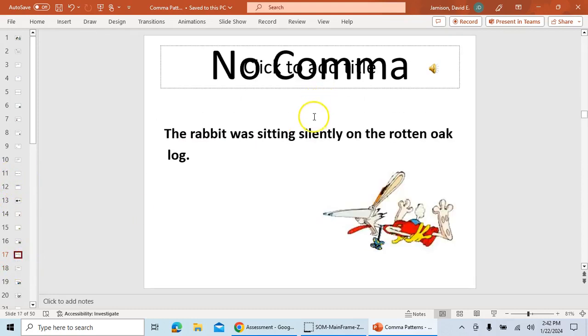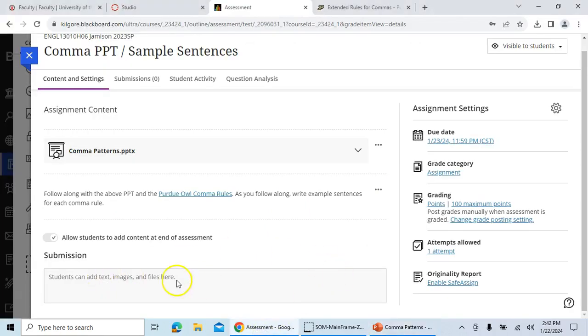So go ahead and in the assignment box, write a sample sentence for pattern 2, preposition, comma, independent clause.